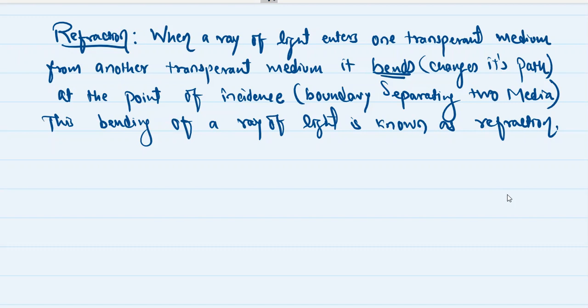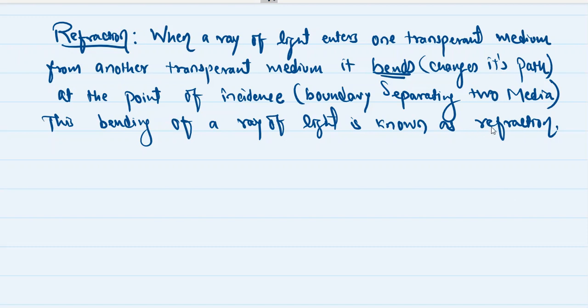Yes, this might be a little different from your textbook definition, but to understand the concept of refraction, this definition is more than enough. What I suggest is that in your school exams or board exams, you write the definition written in the textbook word to word. But for understanding the concept, you can follow my definition. So this is what refraction is: bending of a ray of light when it enters from one transparent medium to another.